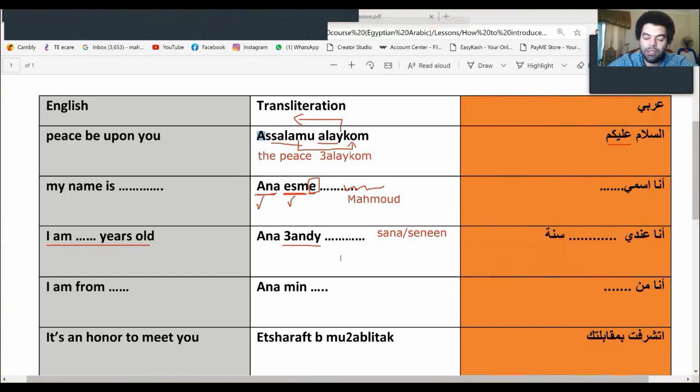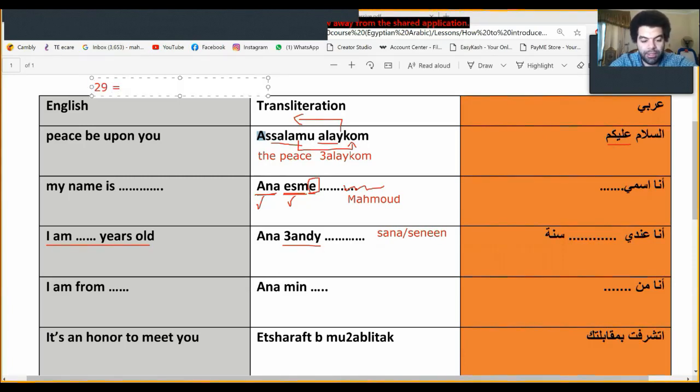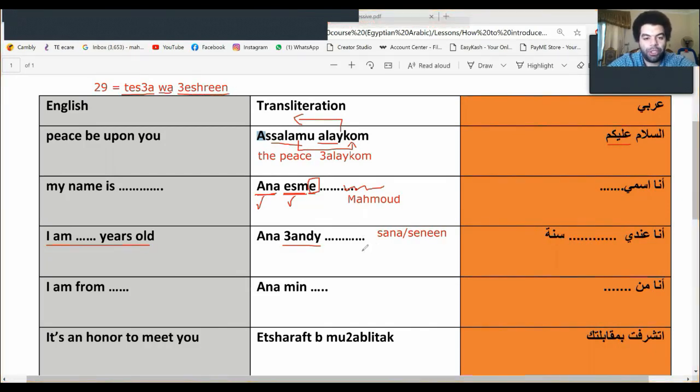أنا عندي تسعة. أنا عندي 29 سنة. So if I write here 29, that would be 29. That is 29. We say 9 first and then 20. So تسعة means 9, wa means and, 20 means 20. أنا عندي 29 سنة. Okay, let's look at these words.